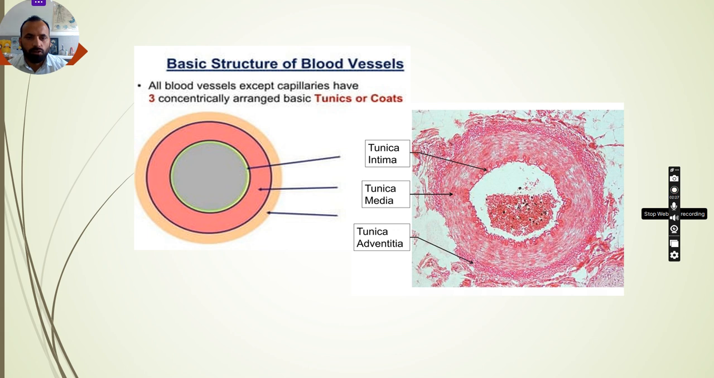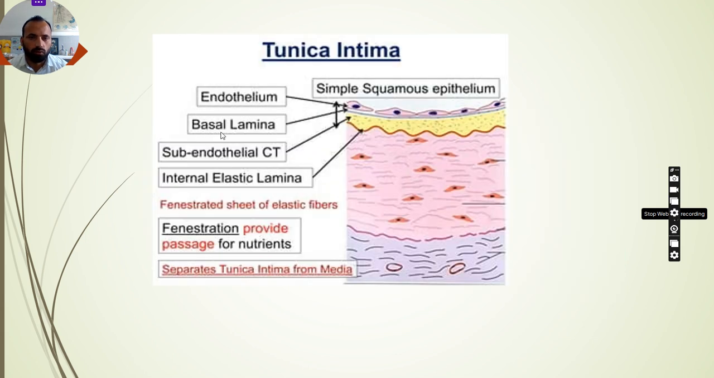The first is the tunica intima, the innermost layer. In the tunica intima we can find the lining epithelium, which is the endothelium of any type of vessel. The endothelium is basically a simple squamous type of epithelium. This epithelium is followed by a thin basement membrane. Under this basement membrane you have a small amount of connective tissue, which we call the subendothelial connective tissue.